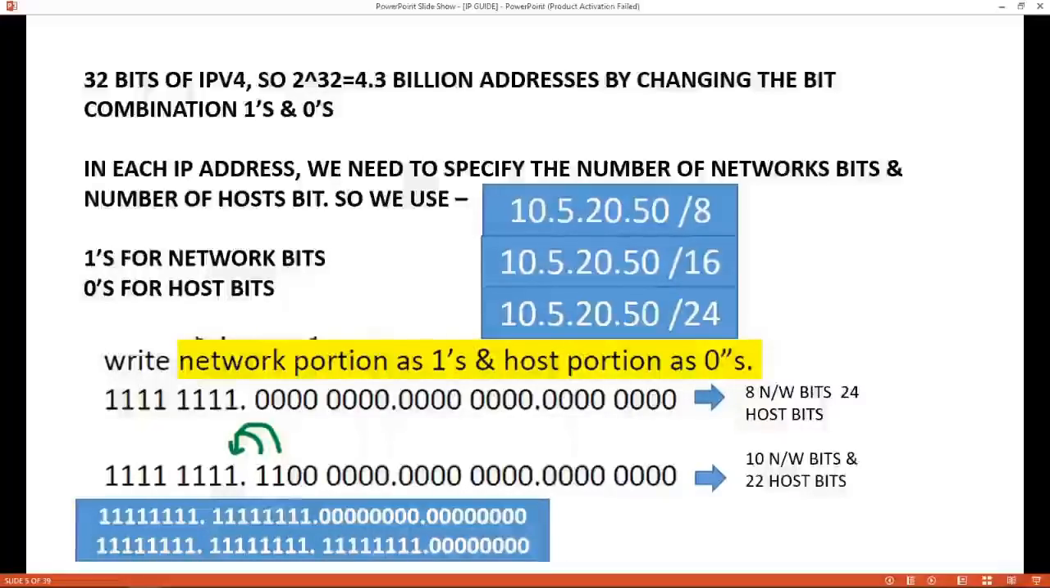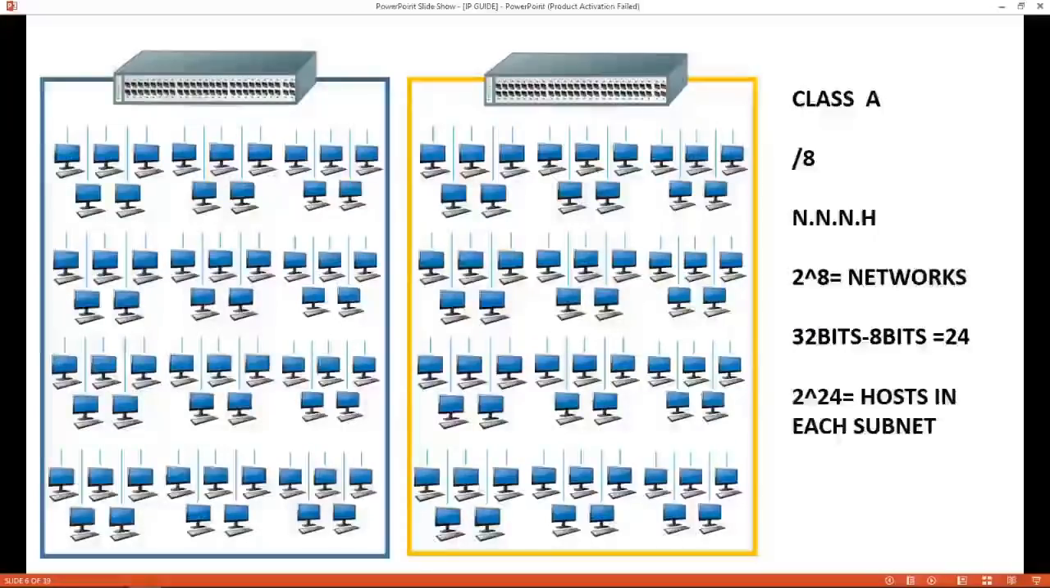For example, in 10 dot, you can have from 1 dot to 254. Just have a look at this here. When you have class A, which means /8, you can represent it simply by n dot n dot n dot h, which means your first three are representing networks and the remaining is representing hosts. On the network side, if you change any bit value, you are going to be in a different network. On the host side, if you change anything, you still remain in the same network, right?